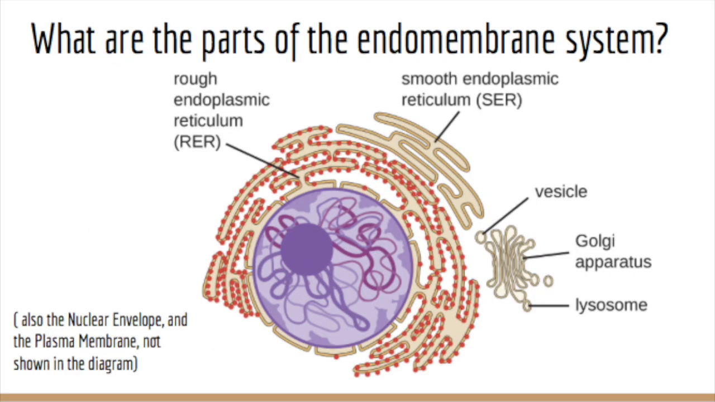The parts of the endomembrane system include the rough and smooth endoplasmic reticulum, vesicles, the Golgi apparatus, lysosomes, the nuclear envelope, and the plasma membrane. The mitochondria is not considered part of the endomembrane system, and neither are ribosomes.